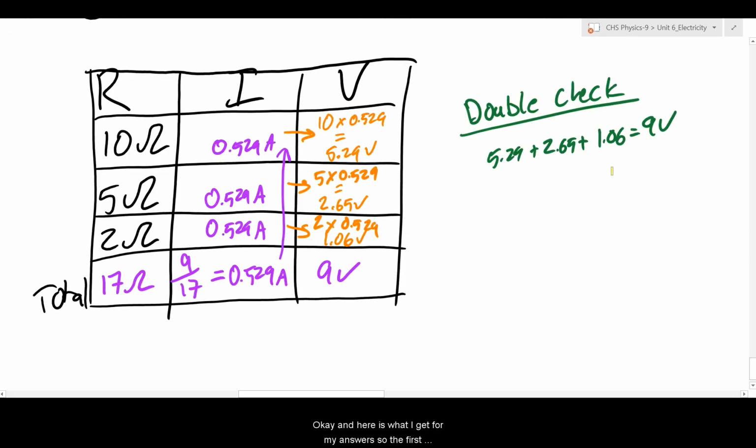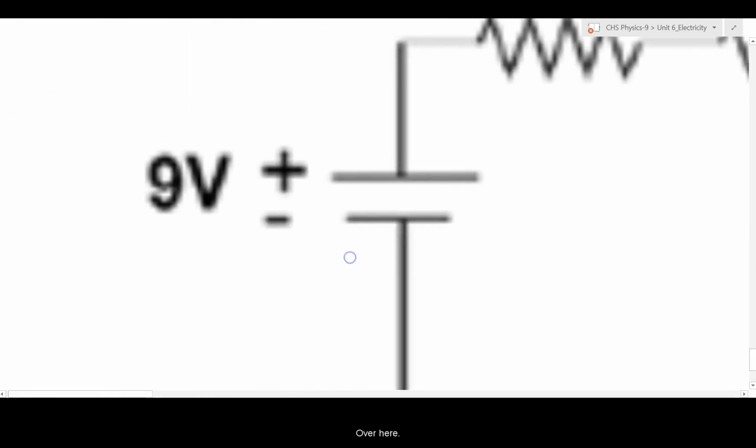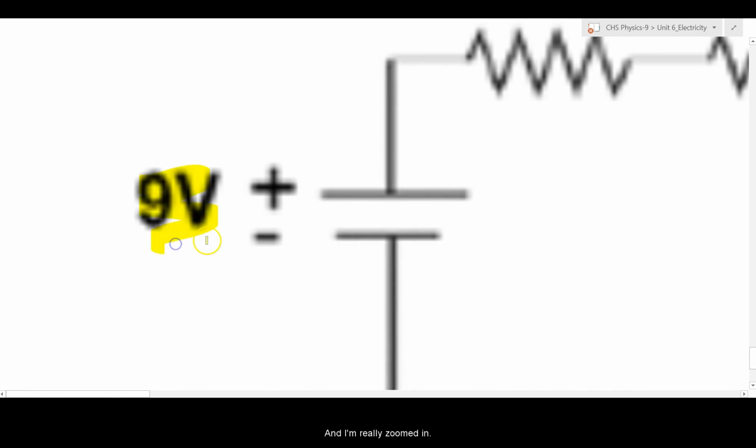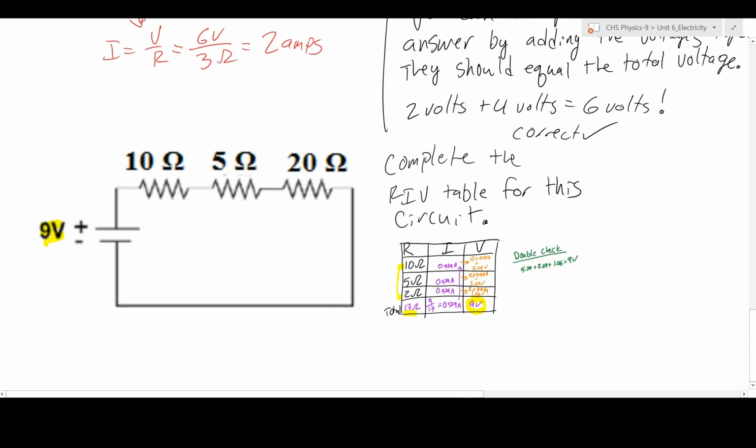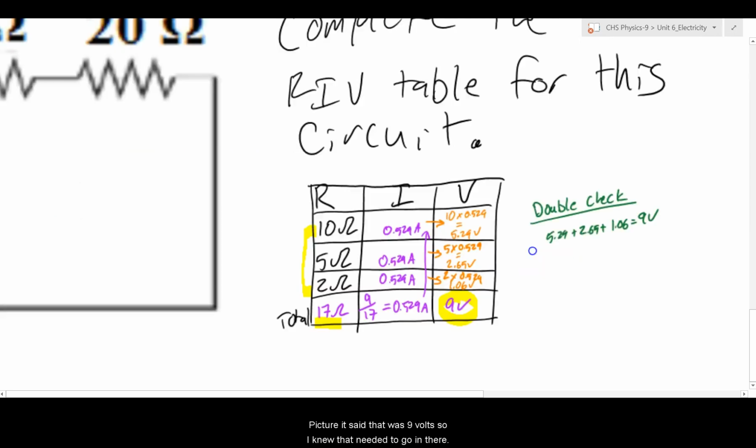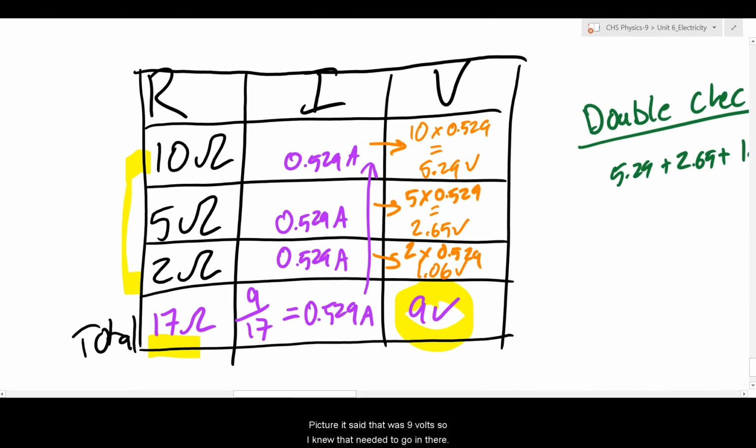Okay, and here is what I get for my answers. So the first thing that I started with was adding these three up, and I got 17 ohms. And remember, we can add these up because this is a series circuit, and you find the total resistance just by adding them all together. And I got the 9 volts from over here. I know I'm really zoomed in, but on the picture it said that it was 9 volts. So I knew that that needed to go in there.